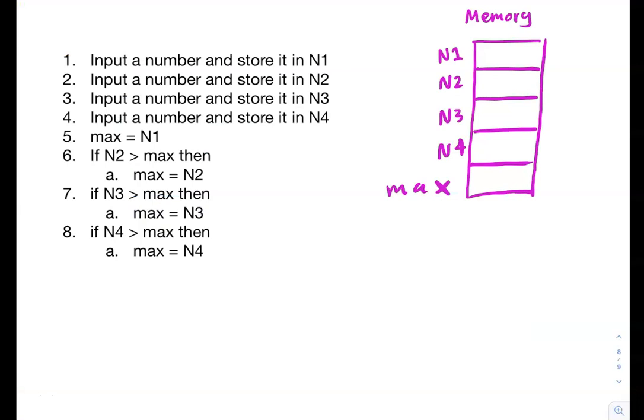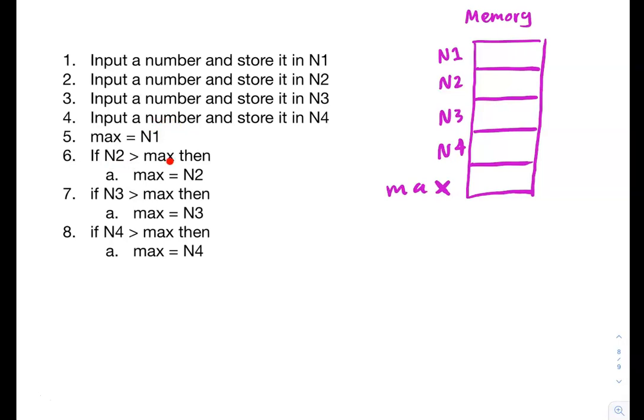Last time I gave you this exercise to find the maximum, or the largest, of 4 input variables. And this is the algorithm that I came up with, which is first to read the 4 input values and store them in these variables, n1, n2, n3, and n4. And then I created another variable called max, and I stored in it the value n1. And then one by one, I compare the other values.